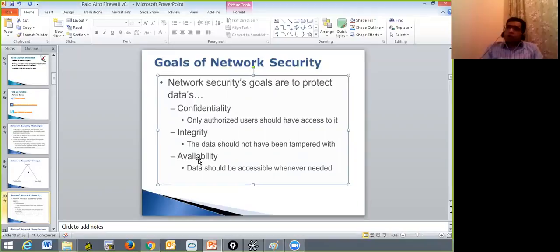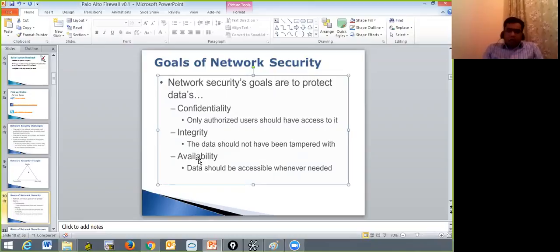So the goal is, when you create a network and you want to achieve security, you need to achieve at least three things: confidentiality, integrity, and availability. If you achieve these, it means your network is secure. Yes, it is not possible to make your network 100% secure, however you can minimize the risk.